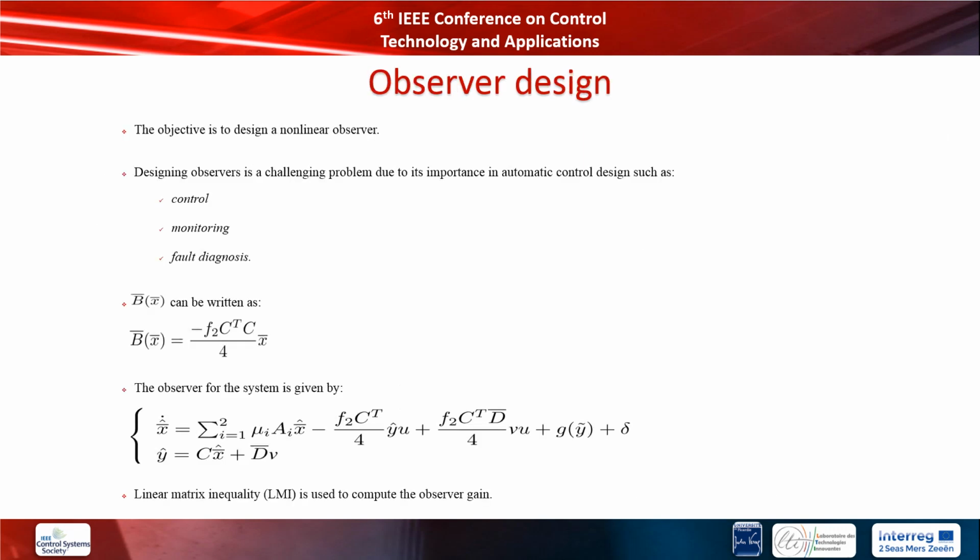Designing observers for nonlinear systems is a challenging problem due to its importance in automatic control design such as control, monitoring, and fault diagnosis. An observer is designed for estimating the states of the system, and linear matrix inequality is used to compute the observer gain. First, let us notice that B bar of X bar can be written as this one, where an observer of the corresponding multiple model is expressed here.